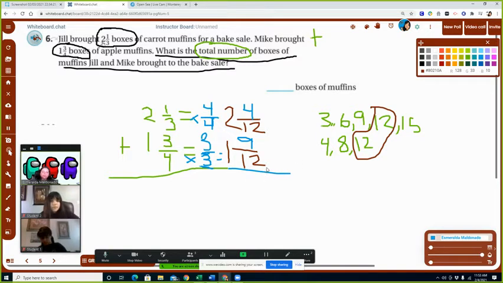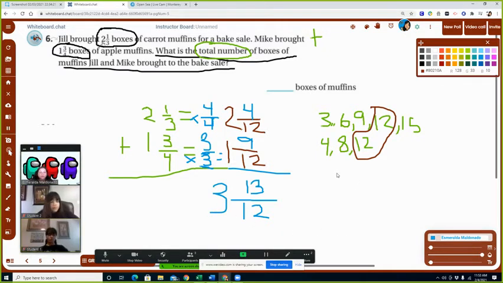So 4 plus 9 is equal to 13. And then the denominator is 12 because I'm adding, right? So I just added the numerators. 4 plus 9 is 13. And then out of the whole numbers, 2 plus 1 is 3. Now, can I just leave my answer like that?